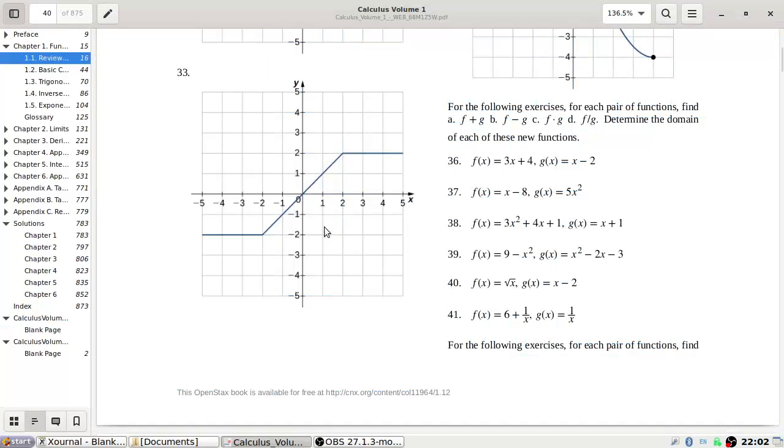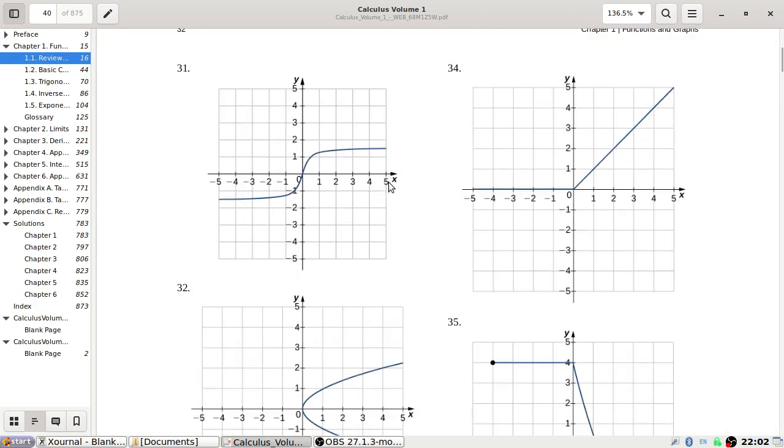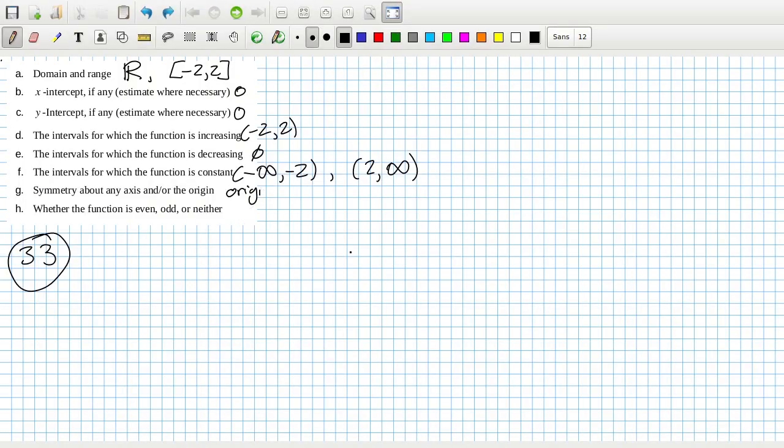Okay, so that's 33. Oh, and I have the answers for 33. Yep. 0, 0, -2 to 2. Not decreasing. Oh, the answers do say and, so I could use the... No, the union symbol is usually for or. Oh well. Origin and odd. Okay. Next one now. 34.